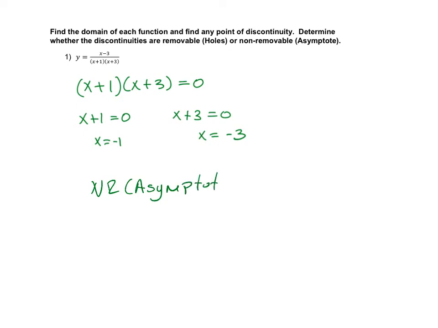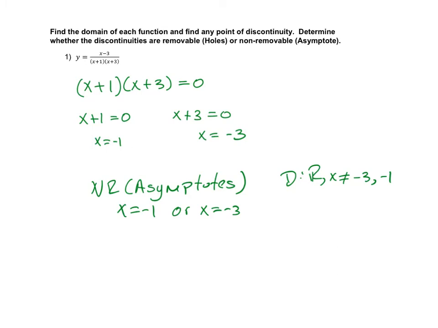In another video, we're going to watch how we graph and the meaning of that asymptote, right? So in this case, x equals negative 1 or x equals negative 3. So my domain is all real numbers except negative 3 and negative 1.